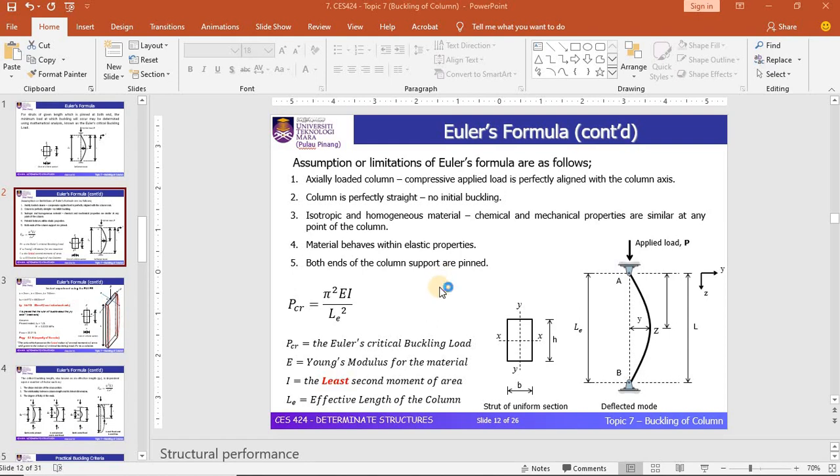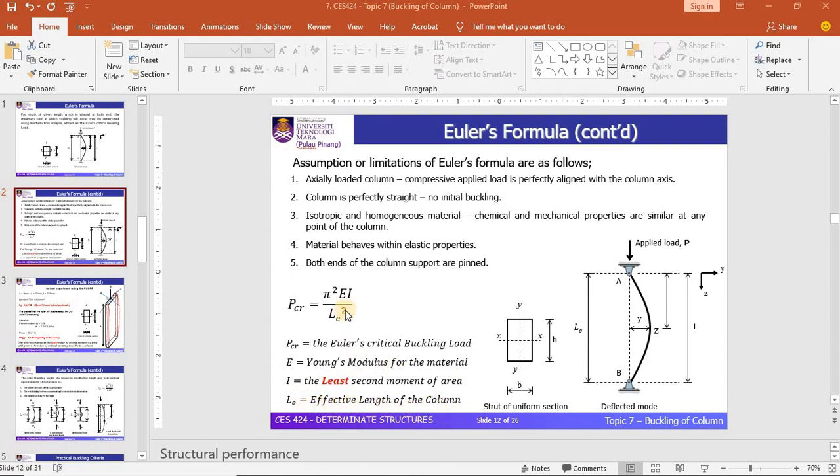Euler's formula is given by this equation, where PCR is equal to pi squared EI over LE squared. PCR is the Euler's critical buckling load, and E is the Young's modulus of the material. E for concrete is usually taken as 20 to 30 GPa, while for steel it is usually taken as 200 GPa. I is the least second moment of area, and LE is the effective length of the column.